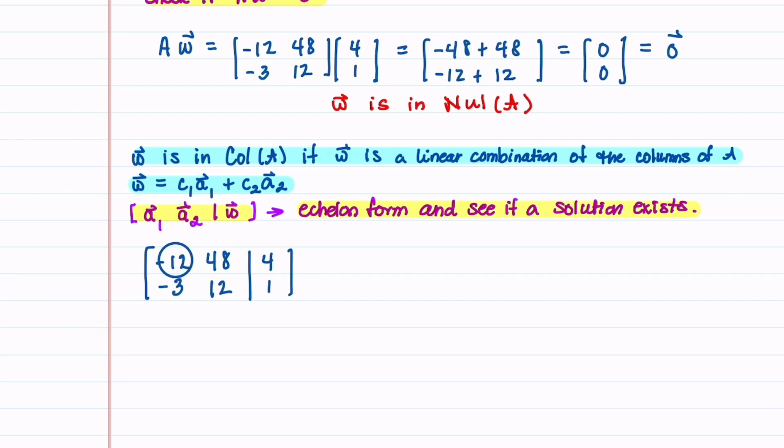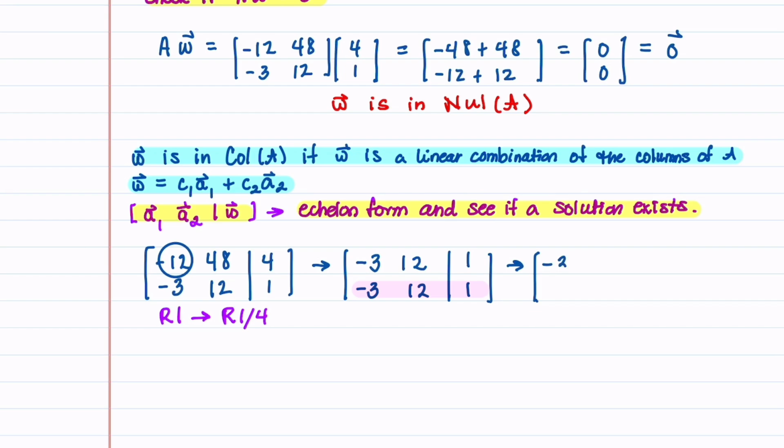When I look at row 1, I notice that every entry in row 1 is a multiple of 4. So I'm going to start by taking row 1 and replacing it with row 1 divided by 4. Let's see what this gives us. We're going to take every entry in row 1 and divide it by 4. So we get a minus 3, a 12, and a 1. And then we notice that our second row is exactly the same. Whenever you have a repeat row, you know that when you do row reduction, that row is going to go to 0. So let's go ahead and do that.